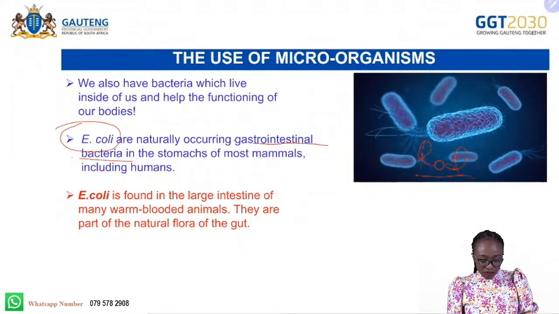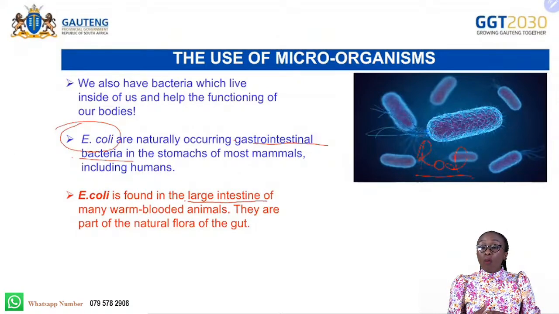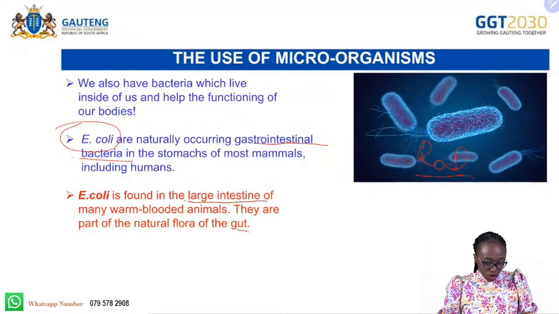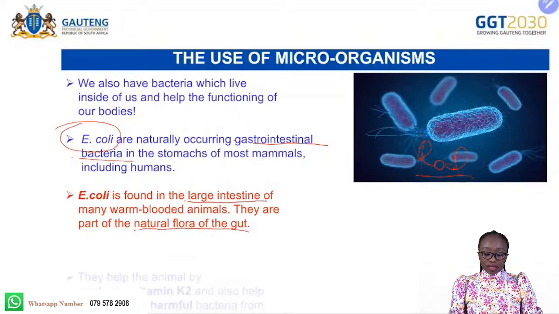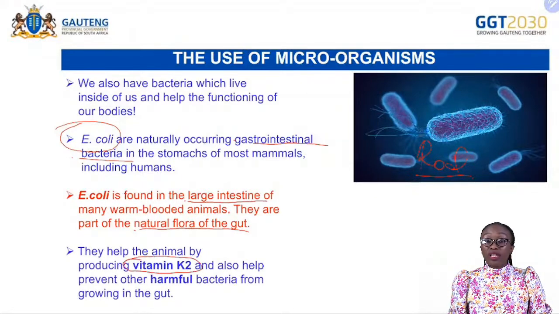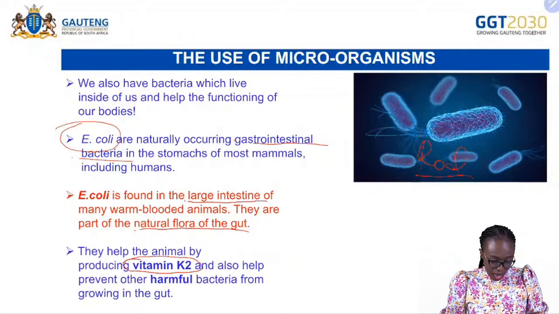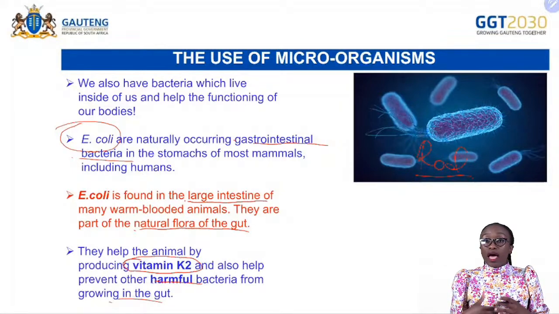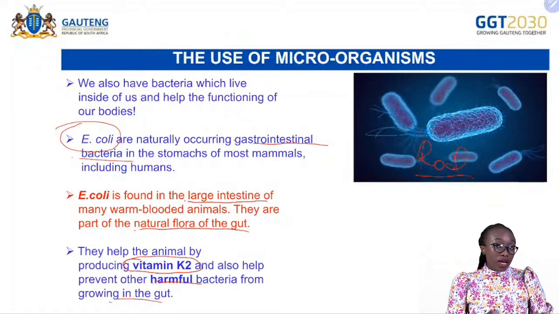Okay, so E. coli, how is it special and where do we find it? E. coli is mainly found in the large intestine of warm-blooded animals. They are part of the natural flora within the gut. They help the animal by producing an important vitamin called vitamin K2, and they also prevent harmful bacteria from growing in the gut. And what do they gain? They gain a habitat from living within the animal and also food. So here is another relationship that exists between a host and a microorganism that lives within that host.